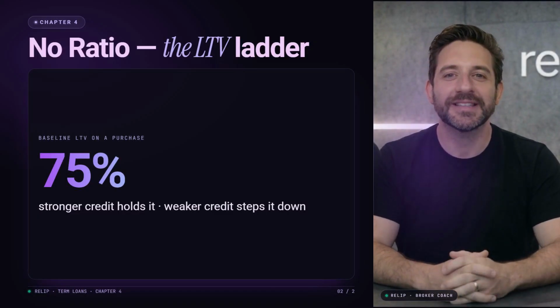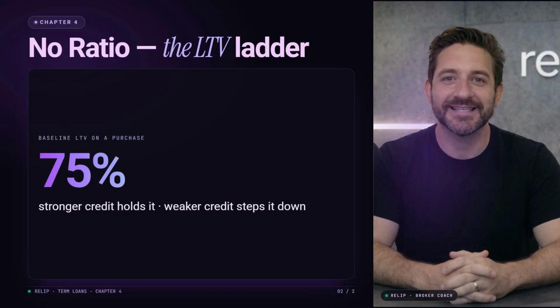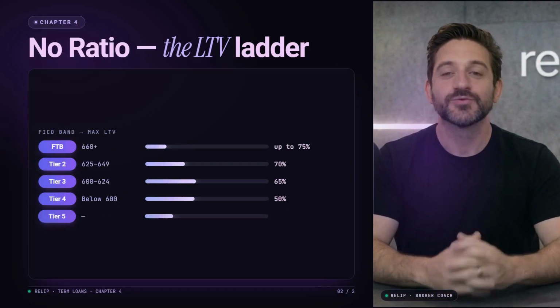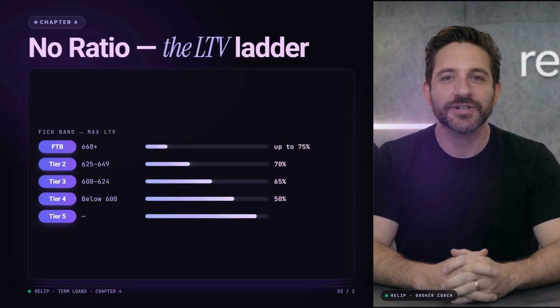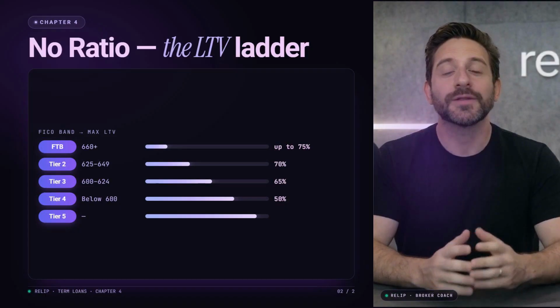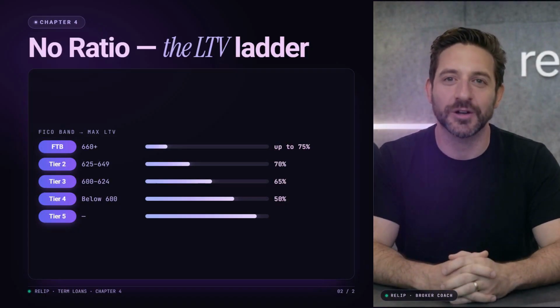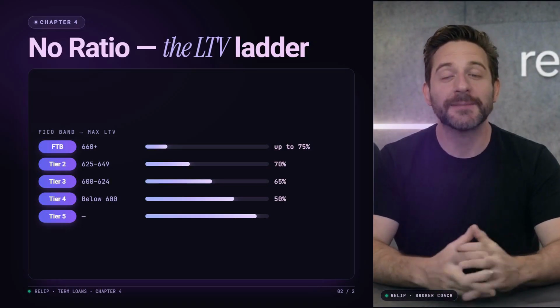But here's the part that catches brokers off guard. For credit scores below 660, there's a step-down ladder. Between 625 and 649, the cap drops to 70%. Between 600 and 624, it's 65. Below 600, it's 50. So a borrower with a 580 credit score can still close, but they're bringing half the deal in cash.